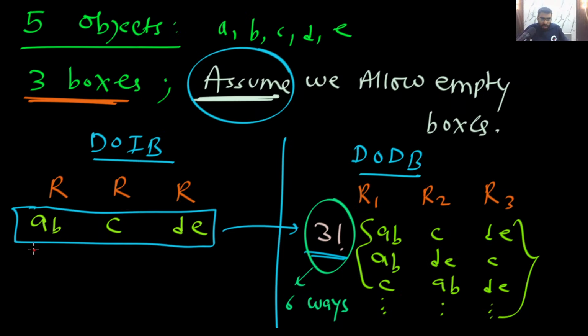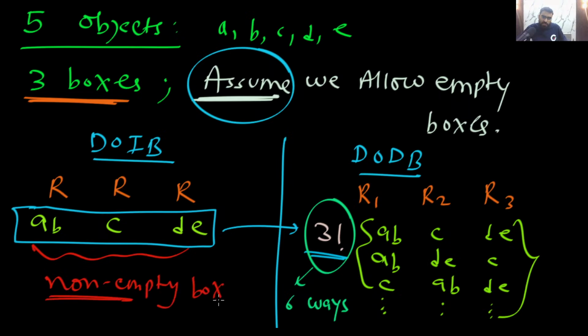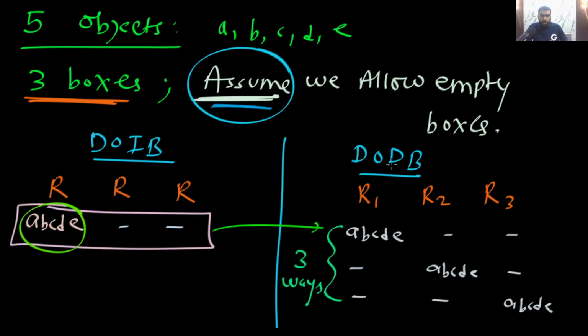So if you allow non-empty boxes, then this beautiful number is coming, 3 factorial, every time. Yes or no? This beautiful number 3 factorial is coming every time. But if we allow empty boxes, then in this situation, this beautiful relationship is gone. I hope you understood. Please tell me, did you understand this complete analysis?